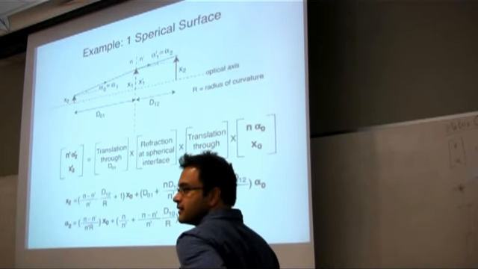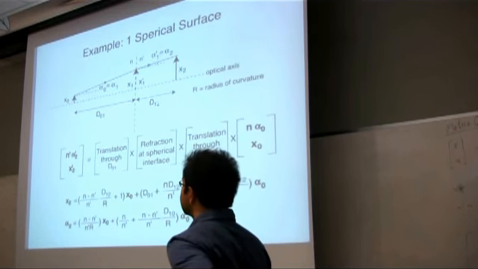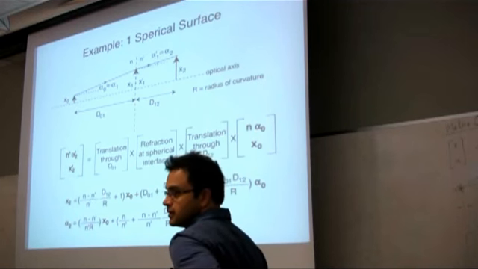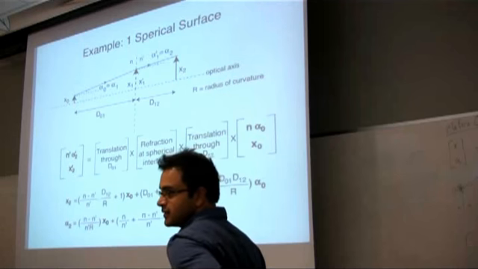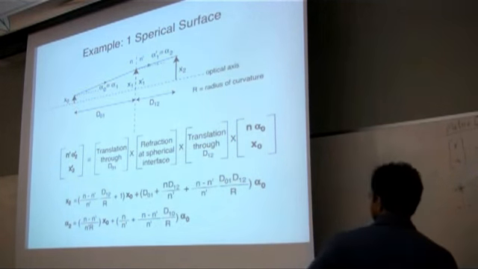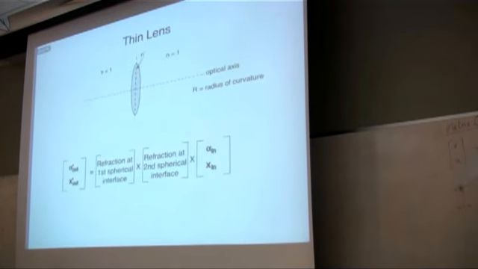Then you have refraction at the interface. Then you have translation through the glass, which should be D12, not D01. So these two things should be flipped. If you don't, you won't get this answer, essentially. I will correct this, and I'll repost it. I already have. Same thing here. I made a mistake here as well.